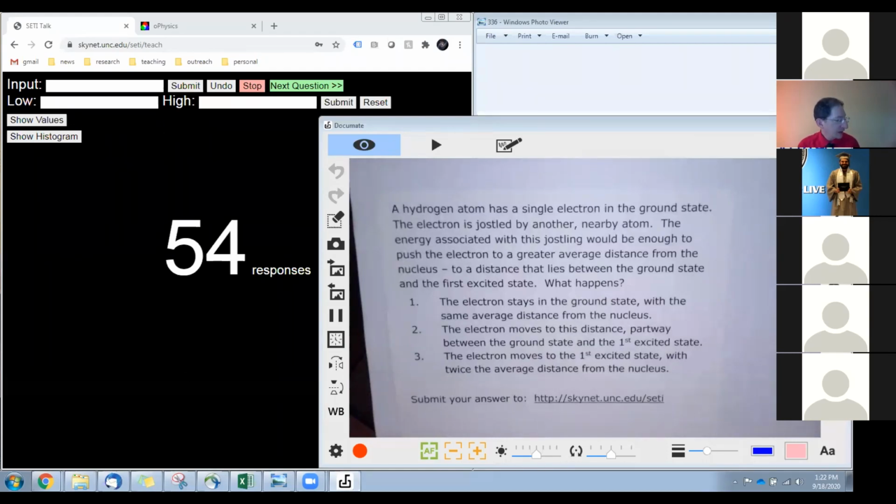Either 1, the electron stays in the ground state, the same average distance from the nucleus. In other words, that energy is not accepted. 2, the electron moves to this distance, partway between the ground state and the first excited state, and then exists there. Or 3, the electron moves to the first excited state, which is about twice as far away. So 1, 2, or 3.